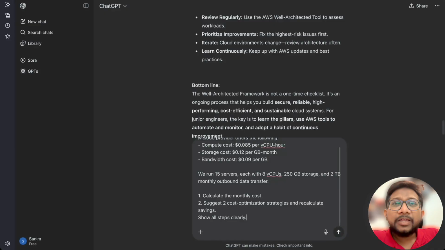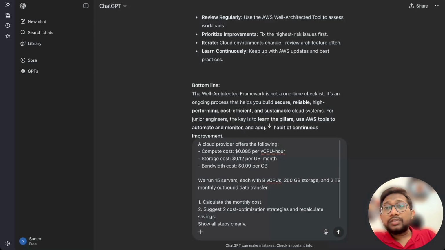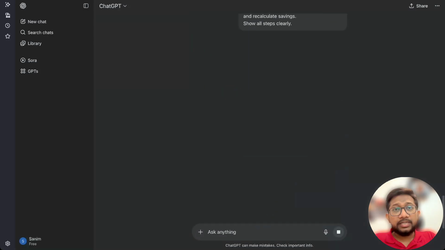Number 4, accurate complex reasoning and math. Let's test its mathematical reasoning with a real world scenario. I am giving it a cloud cost optimization problem with multiple variables.